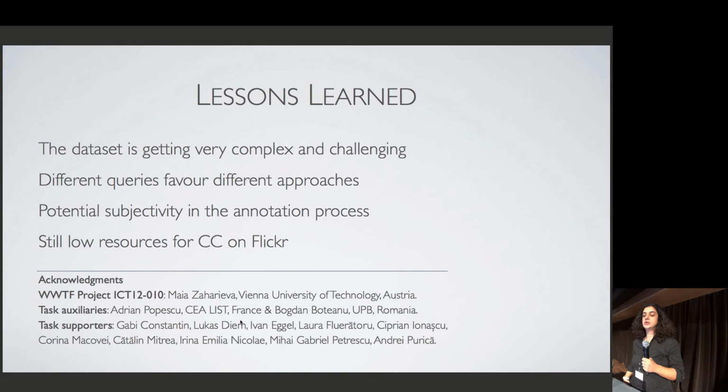What we learned this year is that the dataset is getting very complex and challenging in comparison to previous years. And also the results indicate that different queries favor different approaches, so we probably have to move towards more adaptive approaches instead of a fixed one. There is some potential subjectivity in the annotation process. If you have a set of images, you can do different kinds of grouping, so which one is the correct one is quite a questionable question.